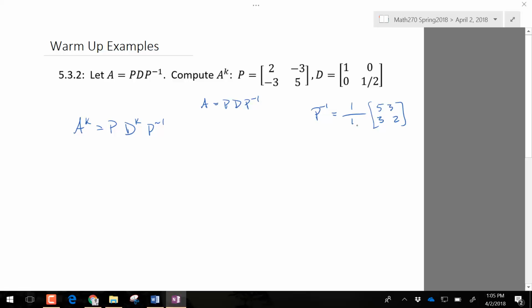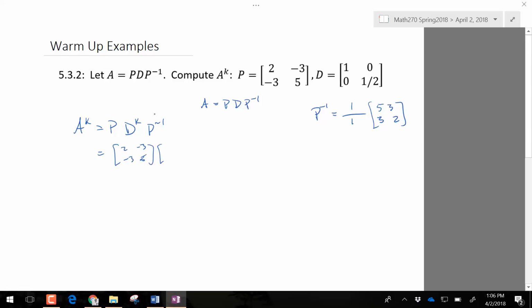Okay. All right. So that's our P inverse. That looks pretty nice. So if we're going to raise this to the K power, that means we're really only going to worry about the diagonals. So our P is 2, -3, -3, 5.